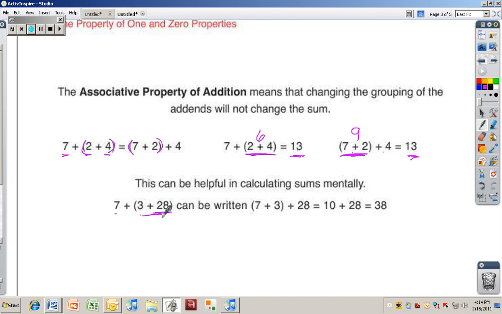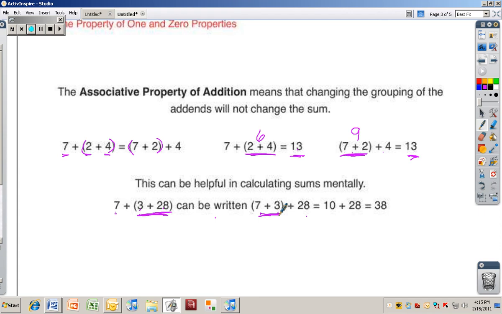7 plus 3 plus 28 can be written as 7 plus 3 plus 28. This one's a little bit harder to do. You have 28 plus 3, 31. 31 plus 7 is 38. But if you add the 7 and 3 first together, you get 10. 10 plus 28 is 38. That's much easier to do in your head, or at least a little bit easier.